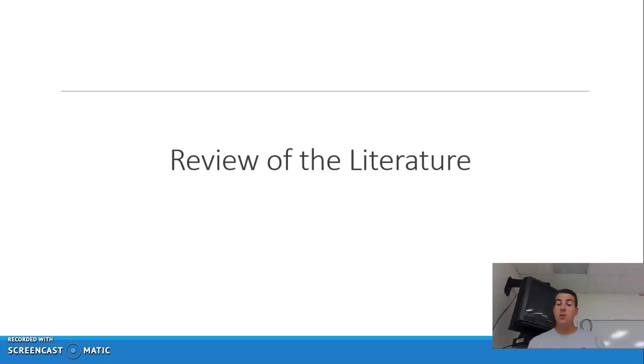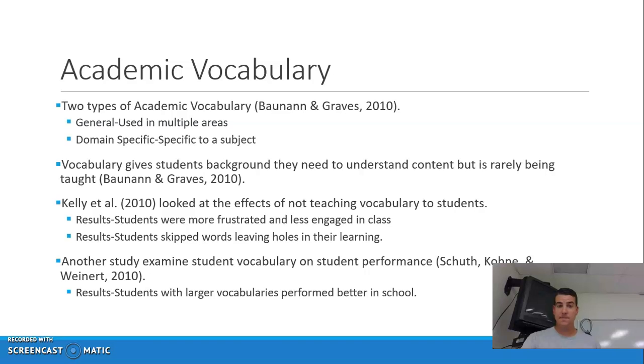Review of the literature. So again, it will be broken down into three parts. We're going to talk about vocabulary, then direct instruction, then engagement. When it comes to academic vocabulary, there are two types of academic vocabulary. One is called general academic vocabulary, so it can be used across multiple different grade levels, multiple different subjects. So when you're using words like analyze or evaluate something, that's general vocabulary.